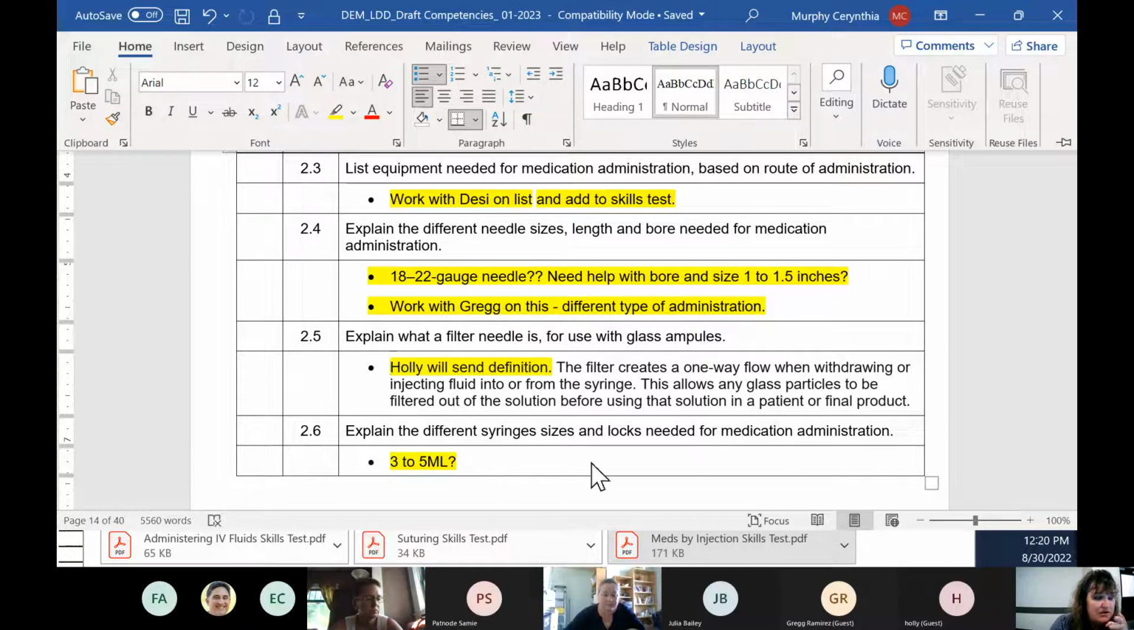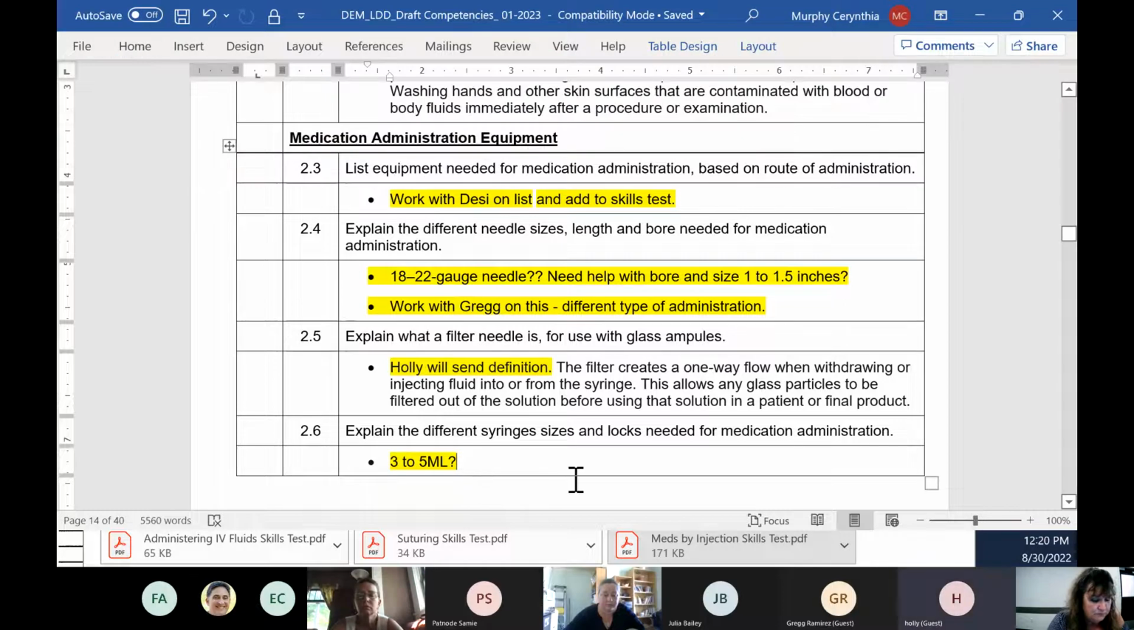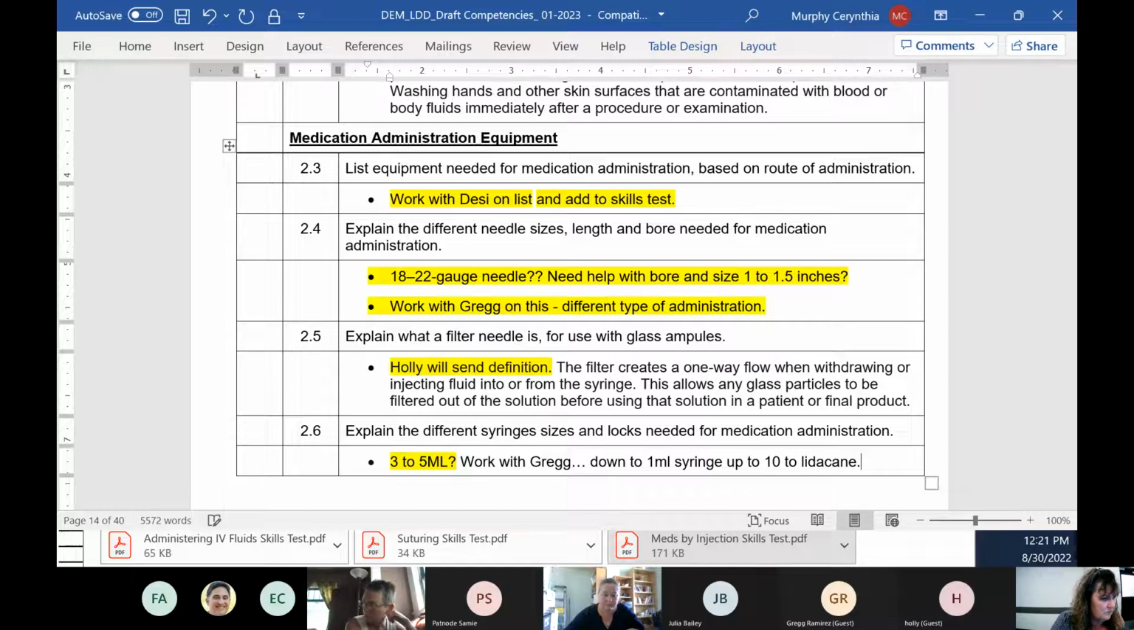2.6. Again, would this be the same kind of thing I need to work on with Greg? Yeah. And I can just tell you, Greg, that we use down to a 1 mL syringe for epinephrine and sterile saline, and up to a 10 mL for lidocaine, although not usually. Most people use somewhere between a 5 and a 10 for lidocaine. So 10 cc, yeah, for lidocaine. So you're good with that, Greg? Sure, absolutely. Okay.